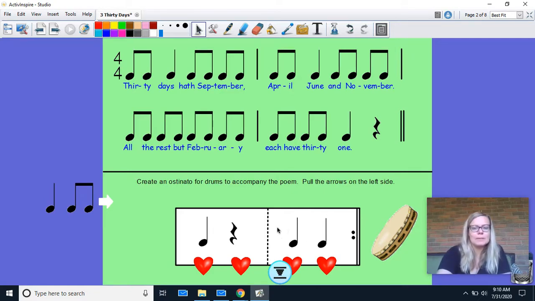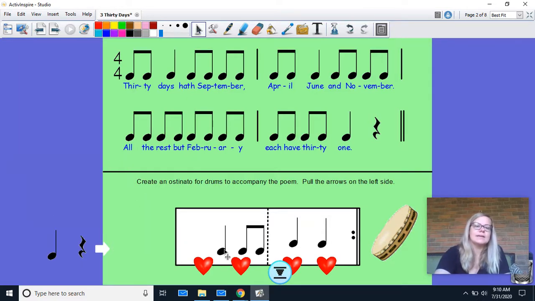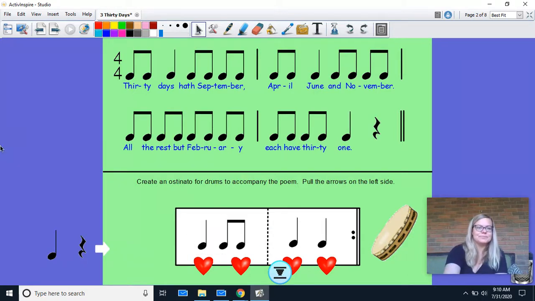Let's maybe switch it up a little bit. I like this rest, but let's try this one right here. The ta, ta, ti. Oh, I'm having a hard time sliding it over. Let's see. There we go. Let's see if we like this one more, just out of curiosity.